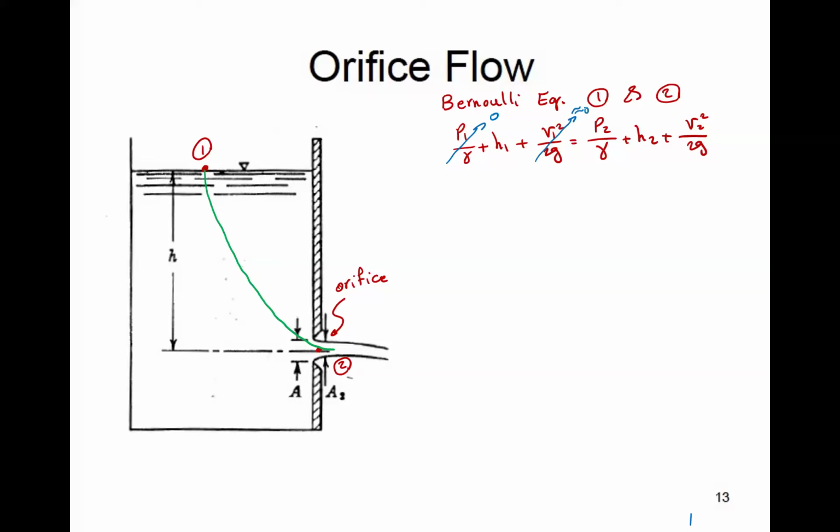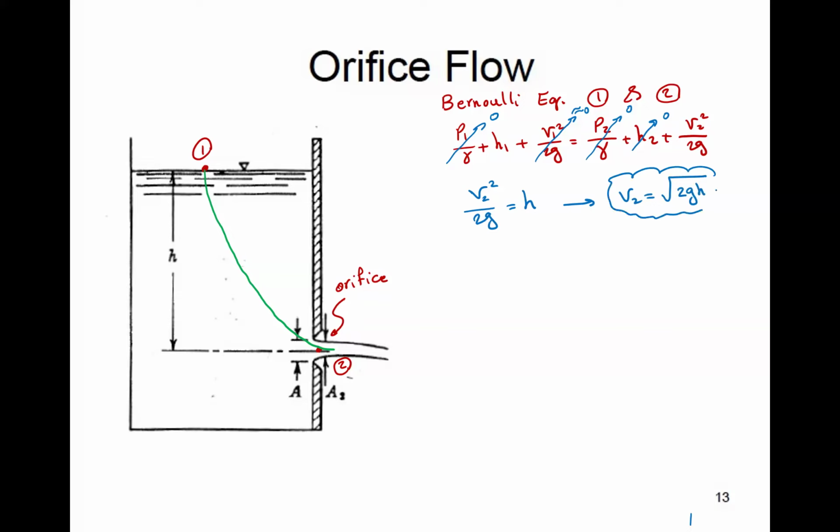At section 2, I'm going to take the datum at the center line of the orifice, so this will be 0. And if you cut a section at the jet, at the exit, it will be exposed to air, so pressure here is also 0. So I'm only left with velocity head is equal to total head upstream. Or if we rearrange this, actually, let me use the subscripts 1 and h1. You will see that V2 will be equal to square root of 2gh.